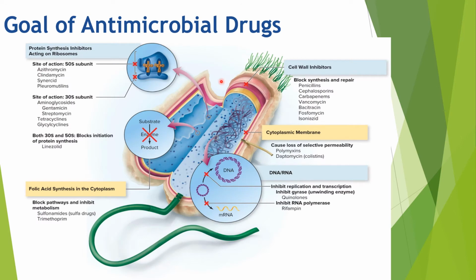Let's take a look at what could be targeted by antibiotics. So there are antibiotics that target the cell wall. They either block the synthesis of the cell wall or they block its repair. And again, that's how the bacteria could be inhibited or even killed. Examples of some cell wall inhibitors would be penicillin. Let's take a look at penicillin together.